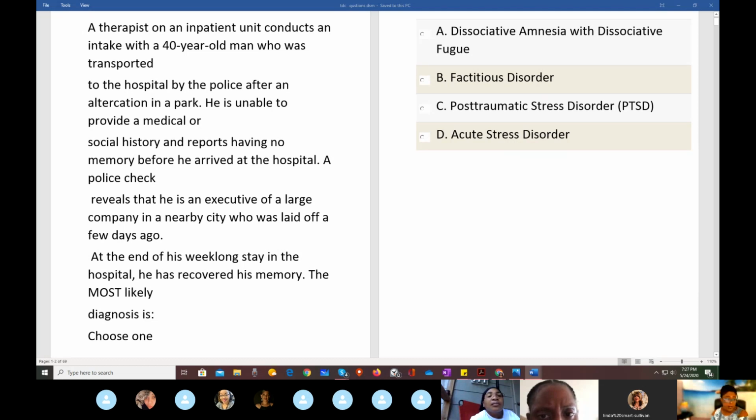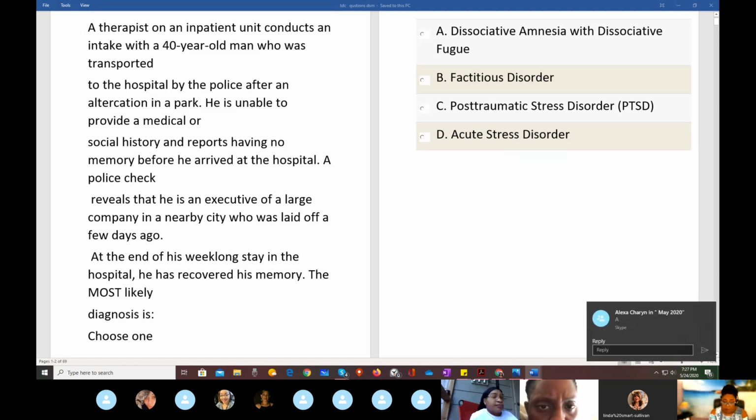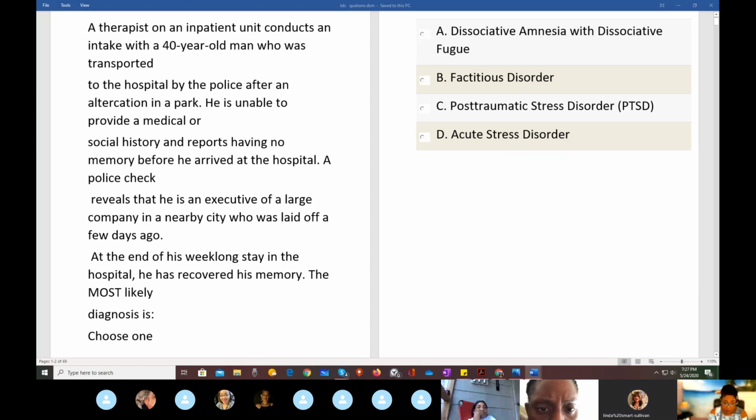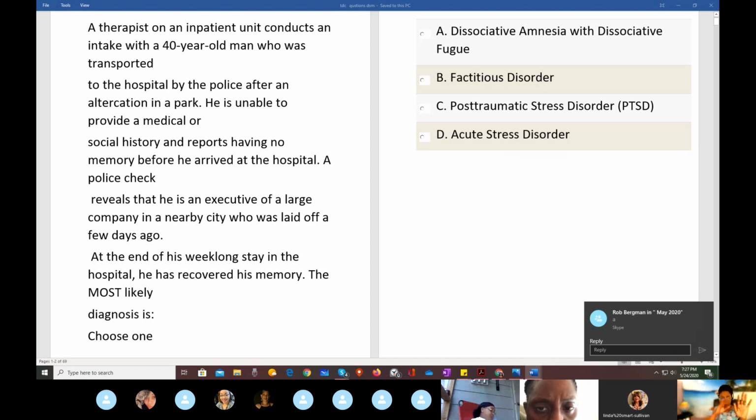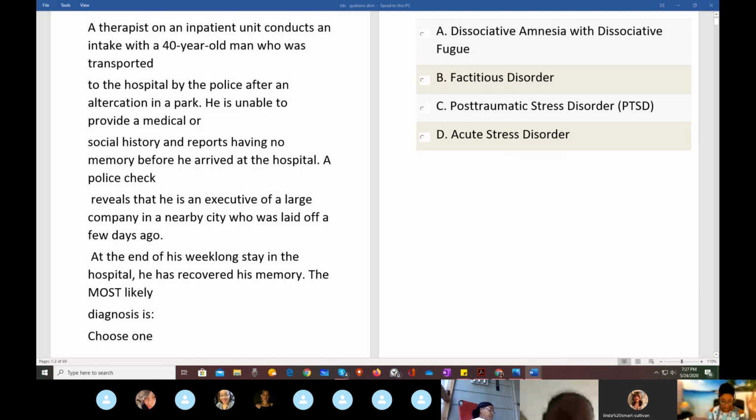Is he A, B, C, or D? What is that diagnosis? Rule out what you don't know. Always, always remember to rule out, okay? So in general, I'm going to go with what I do know, and that is dissociative amnesia with dissociative fugue. Remember my dissociative disorders, they are ones where my mind leaves my body. That's a dissociative disorder. Fugue is short term. Okay. Good.